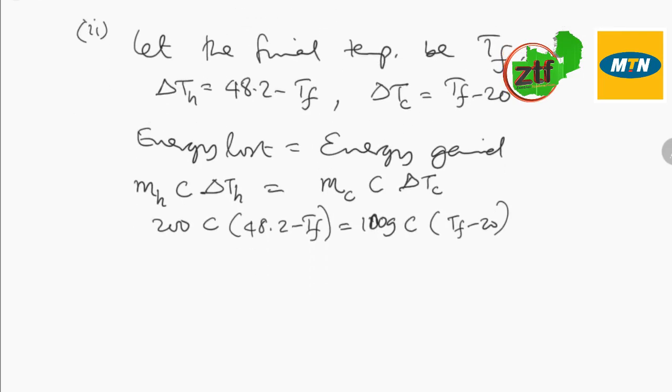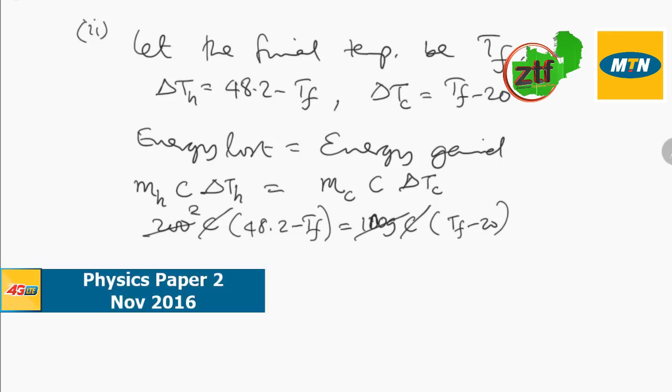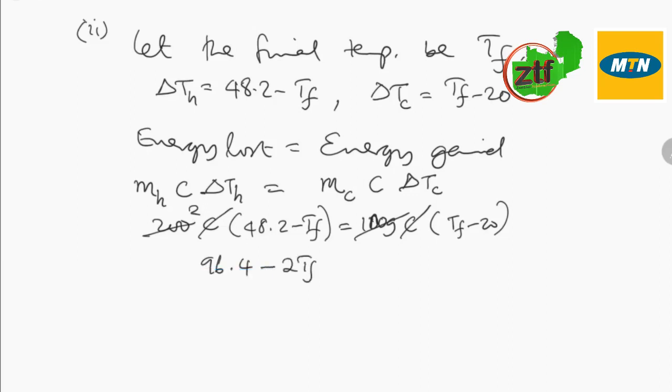Okay, so when we do that, what we realize is that the specific heat capacity for water is the same both sides, so we can cancel out this. And then at the same time, we can also say 100 grams cancelled, 100 here, we find 2. So what we notice is that we have now 96.4 minus twice TF. That should be equal to TF minus 20. I hope people are following.